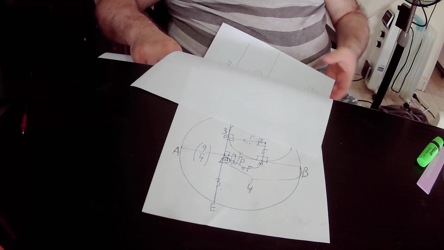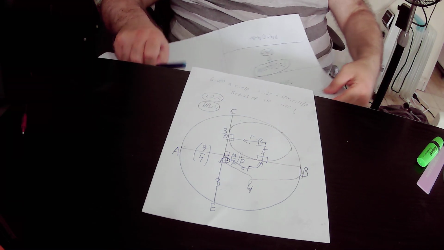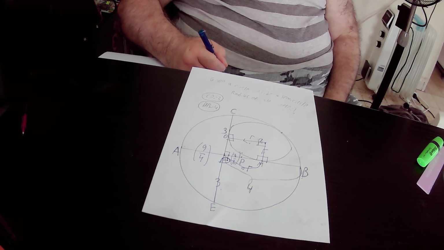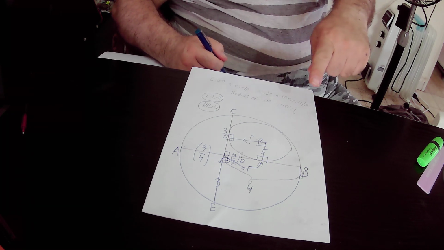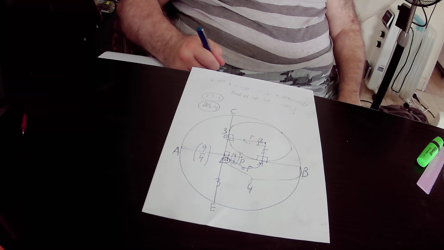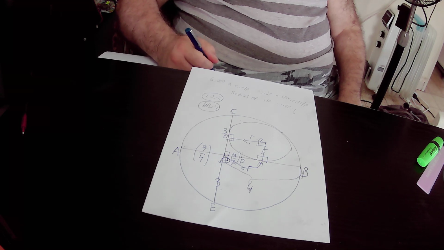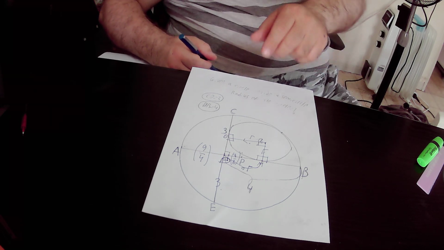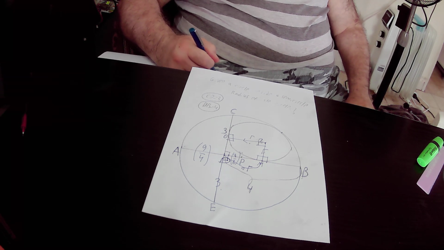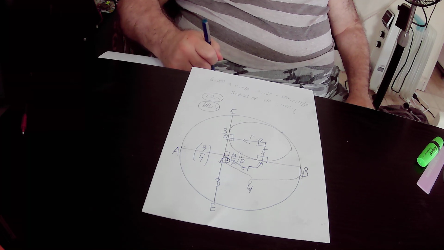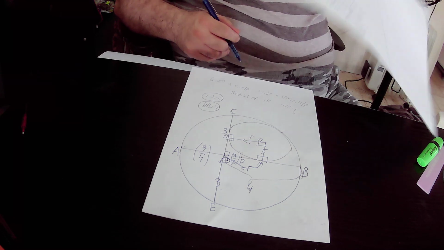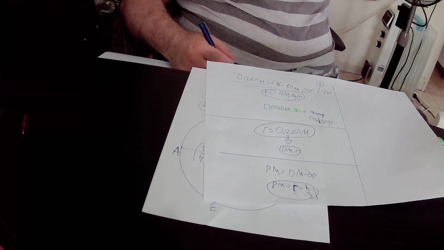So PM equals DM, which equals small r according to what we have already found out, so PM equals small r minus DP. We have already found out that DP equals 7/8. So in conclusion, we found out that PM equals r minus 7/8. Okay.